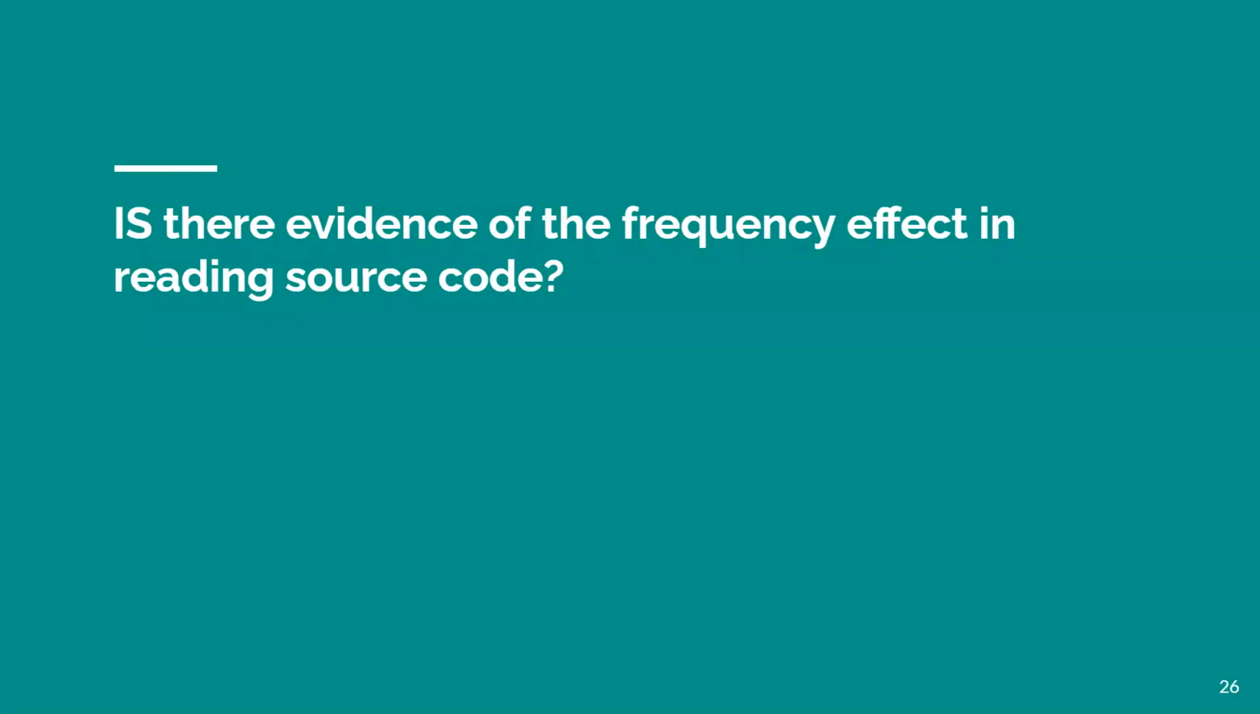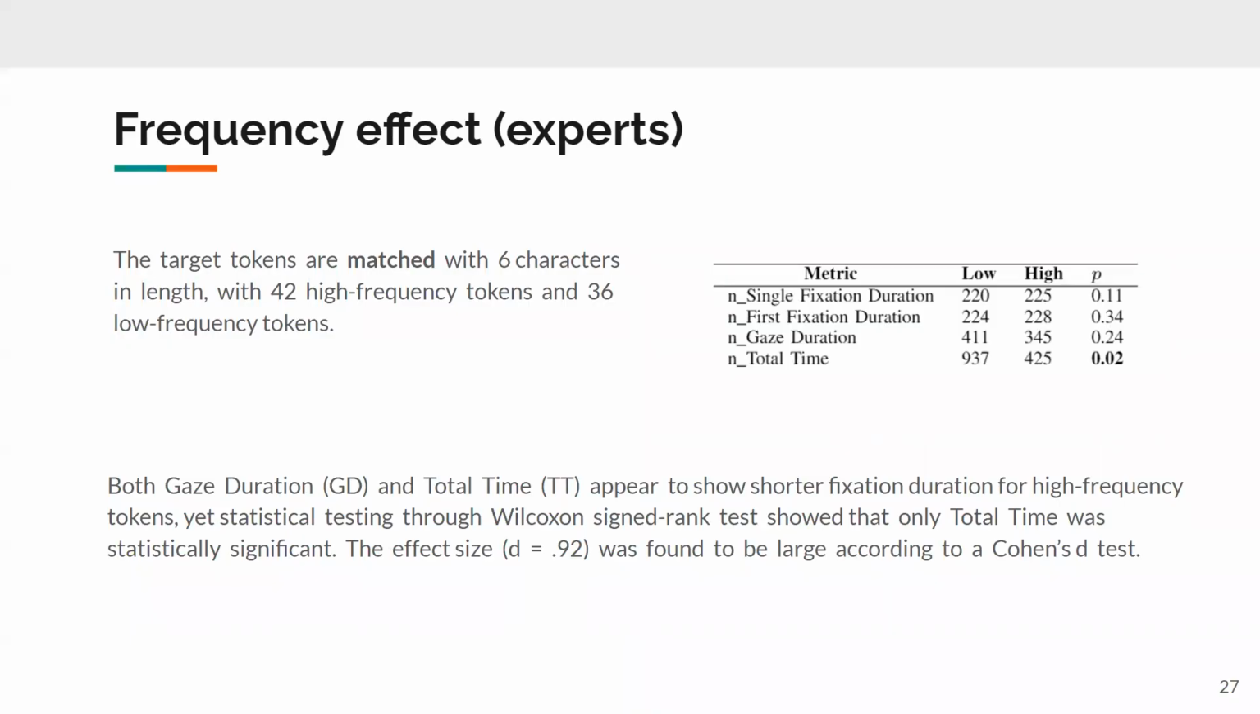To search for evidence of the frequency effect, we start with the eye movement of experts. Looking at the mean duration for 42 high-frequency tokens and 36 low-frequency tokens that were matched by 6 characters in length, we find that both gaze duration and total time show shorter fixation duration for high-frequency tokens, yet only total time was statistically significant.